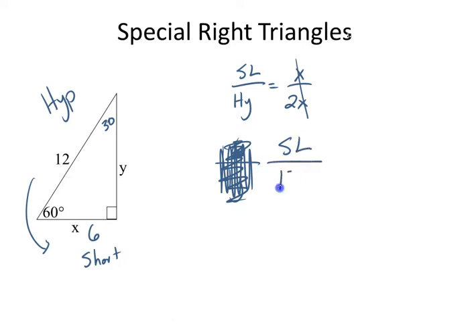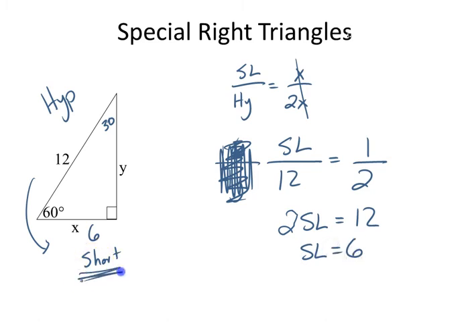But I know my hypotenuse is 12 equals 1 over 2. So 2 short leg equals 12. Divide by 2. So my short leg equals 6. That's how I can come up with my short leg. Then to go from short leg to long leg, I multiply by radical 3. Or you can set up another ratio.